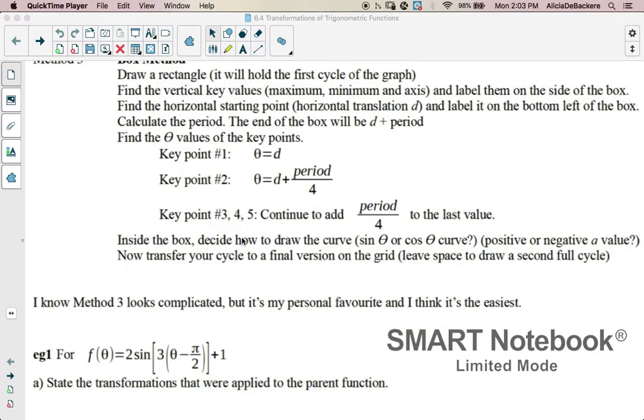After you're done that, you've got all the vertical values labeled, you've got all the horizontal values labeled. The next thing you need to do is inside the box actually draw the curve.